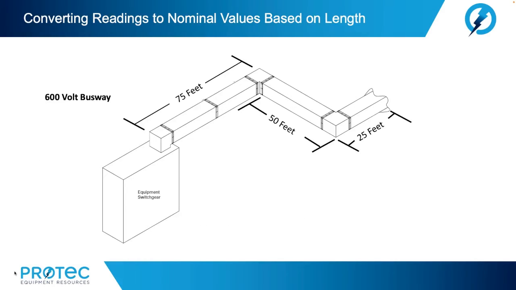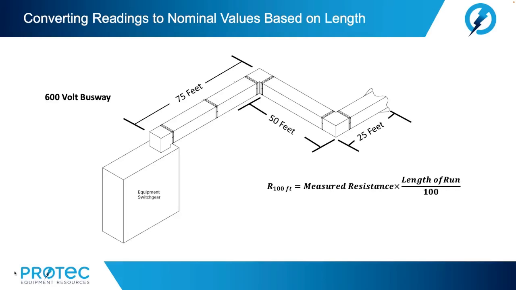So now let's go back to our exercise once again. Here we have a 600 volt busway system. Remember, under the NETA table, this example failed because of these short lengths, 75 feet, 50 feet, 25 feet. So under the NETA guidelines and Table 100.1, remember, this had failed. Let's see how it compares to the NEMA recommendation.